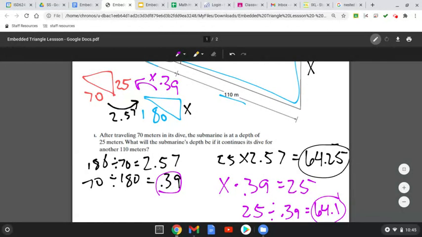When you're doing embedded triangles, I expect to see 2 triangles drawn on your paper. If you need any help, please, please, please ask. There are a couple of questions on your homework and practice where you do have to round the scale factor, so let me know if you get stuck.